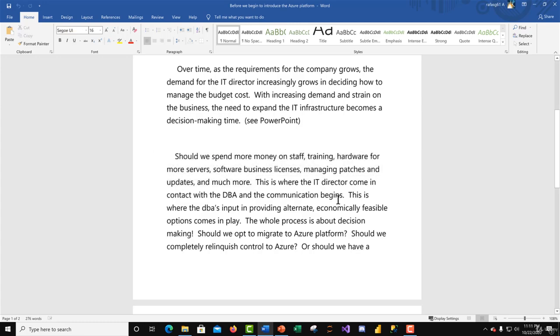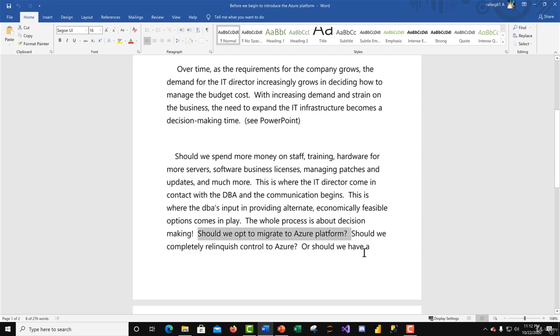So this is where the IT director comes in contact with the DBA and the communication begins. It's all about decision making. This is where the DBA's input providing alternative solutions comes in. Economically feasible options come into play. The whole process is about, as I said, decision making. This is very important. Should we opt to migrate to the Azure platform? That's a decision you and your staff will have to make.